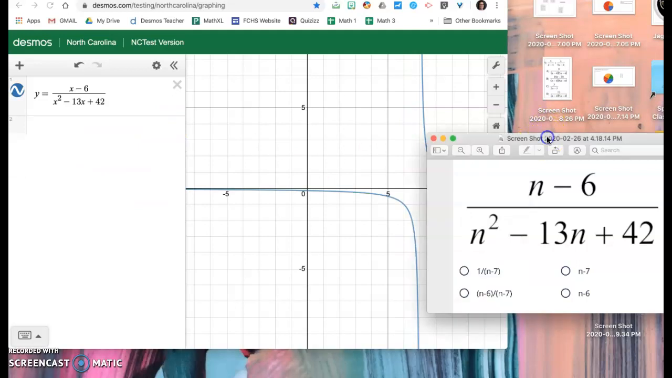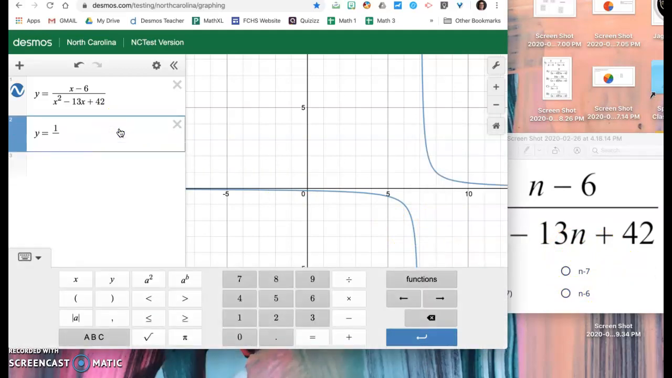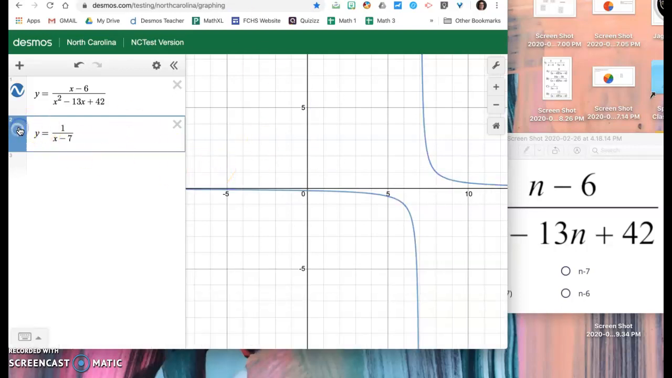So what if it is multiple choice? Well, I'm going to look at my first option here. So I have y equals 1 divided by x minus 7. Well, this first answer is the correct answer because I can clearly see that my blue and my purple are the same graph. So the correct answer is actually this one.